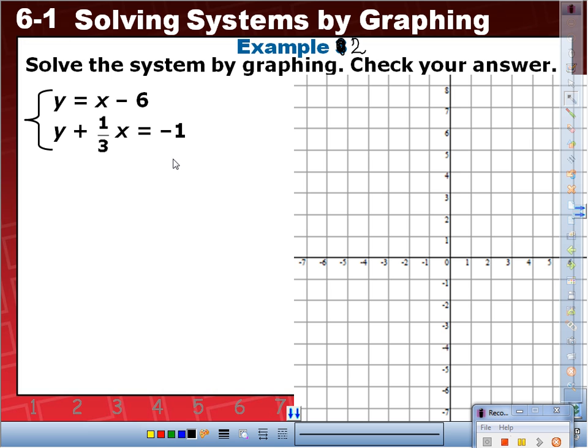So, think about it. Step 1 is to solve for y. Let's see. Is this first one solved for y? Yes. Okay, how about this one? No. So, think about it. To leave y by itself, what do I need to do here? Subtract 1/3 x from both sides. We're left with y equals negative 1/3 x minus 1. So, step 1 is done. Step 2. What's our step 2? Tell your neighbor, please.